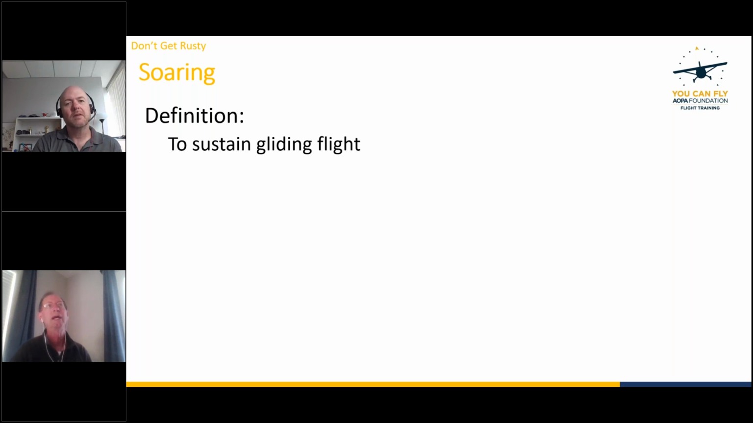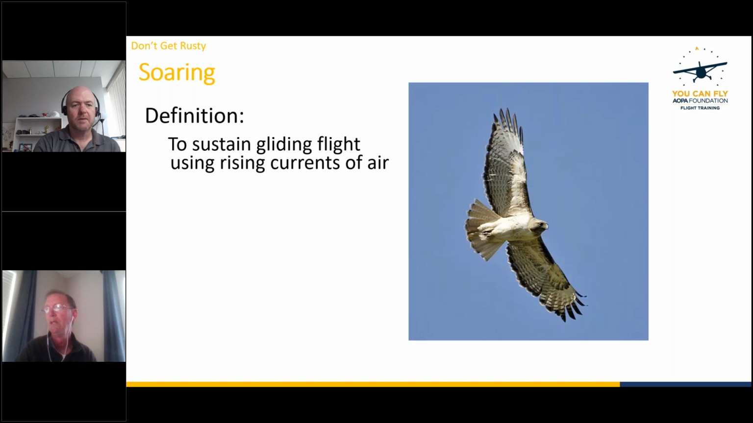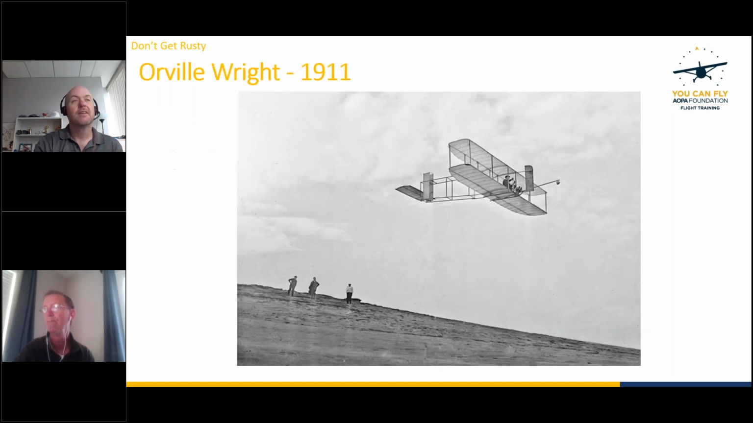So anyway, if gliding is this continuous descent, then what is soaring? By definition, soaring is to sustain gliding flight using rising air currents. A picture is often worth 1,000 words. This is a red-tailed hawk. If you've ever watched these folks fly, in gliding world, we refer to these as the professionals. You can literally stay in the air all day just using the rising air currents, and that's exactly what glider pilots are doing. We're just seeking out the rising air currents, and we'll talk about where those come from.